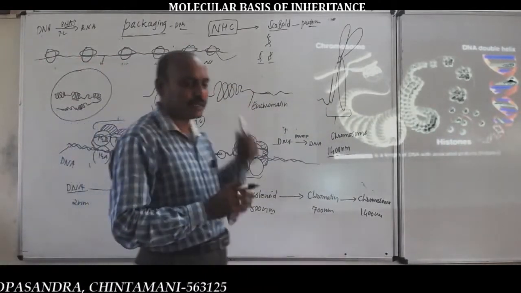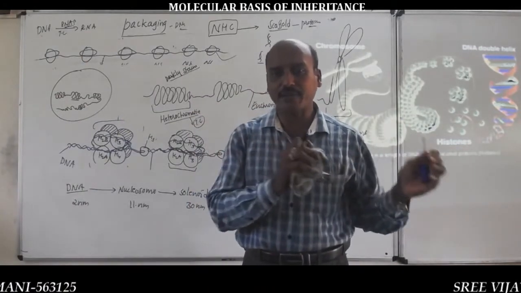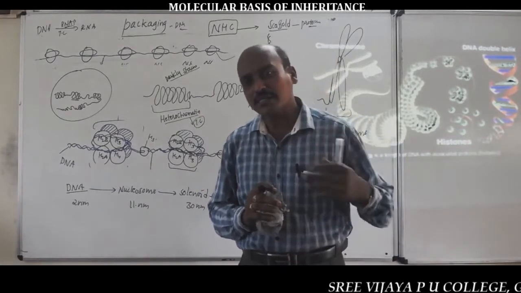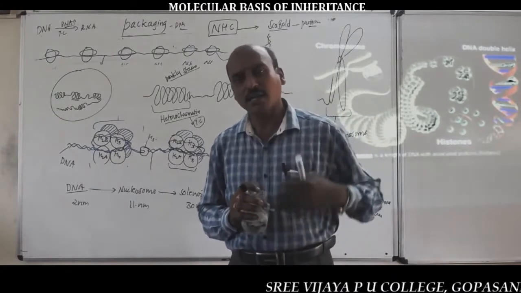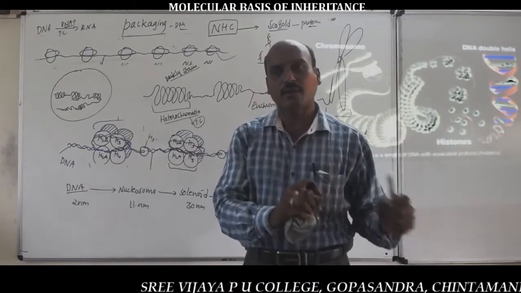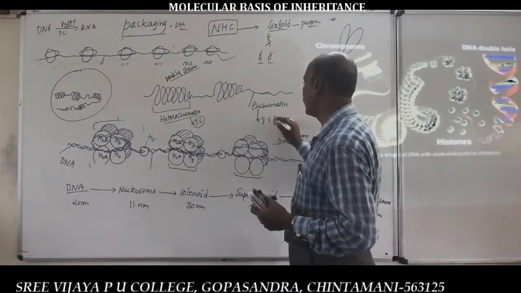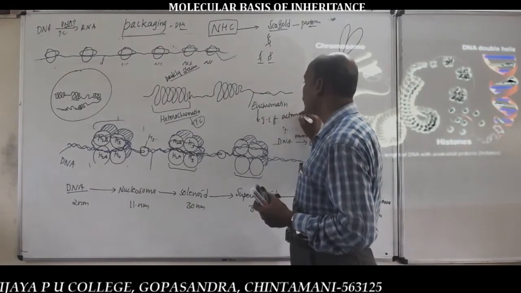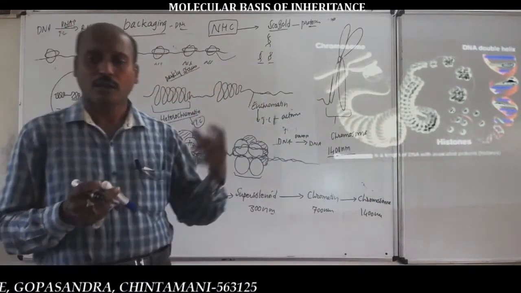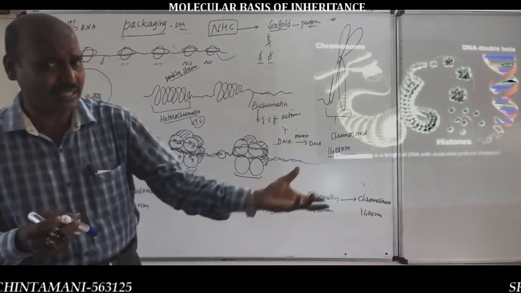Euchromatin is nothing but the less coiled, lightly stained region of chromatin fiber. More coiled, darkly stainable region of chromosome is called heterochromatin. Heterochromatin is transcriptionally inactive, while euchromatin is transcriptionally active. Transcriptionally active means it is participating in gene expression. Participating in gene expression means it is involved in synthesis of proteins, like transcription and translation steps.